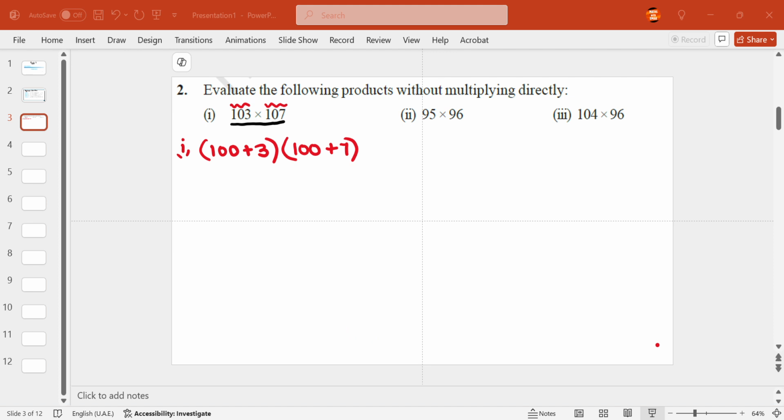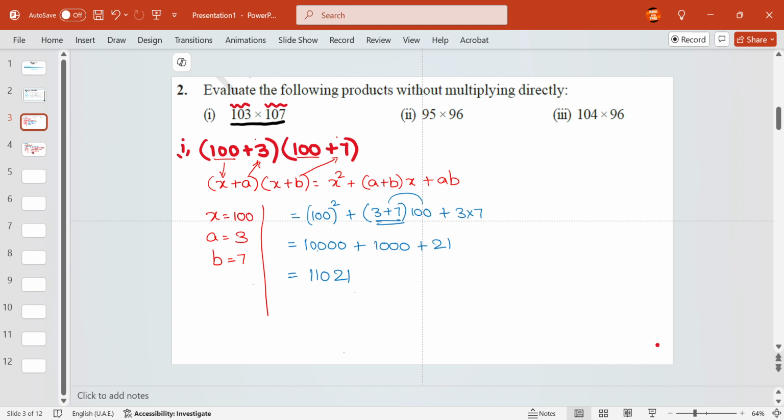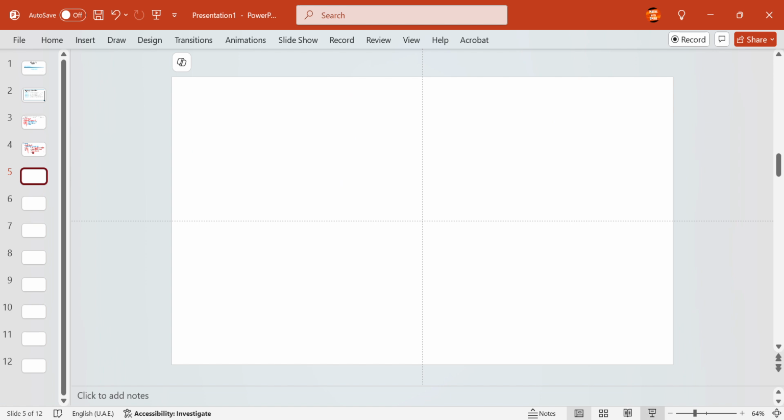So let us see the third problem. What is the third problem? The third problem is 104 times 96. So this is a little bit interesting. Let us write 104 as 100 plus 4. And 96, instead of writing 90 plus 6, because then both the first terms and also the second terms will be different, let us write it as 100 minus 4.